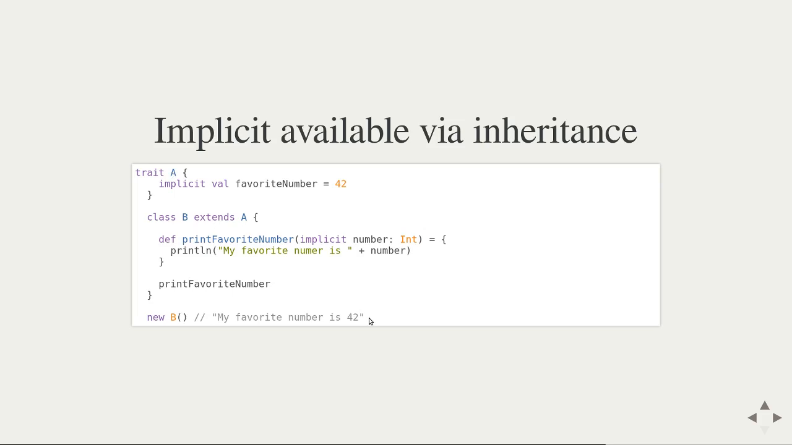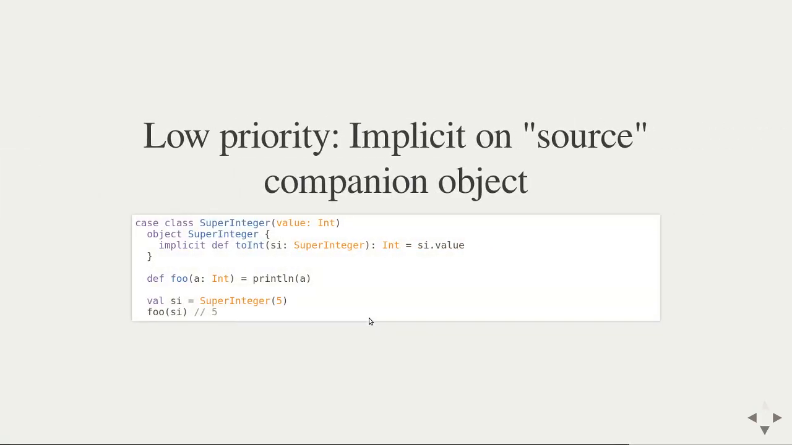Any questions about those kinds of implicit resolutions? Okay, so the lower priority, the second tier of implicits, is when you have implicits on companion objects.